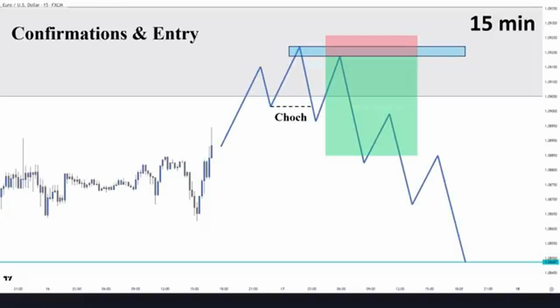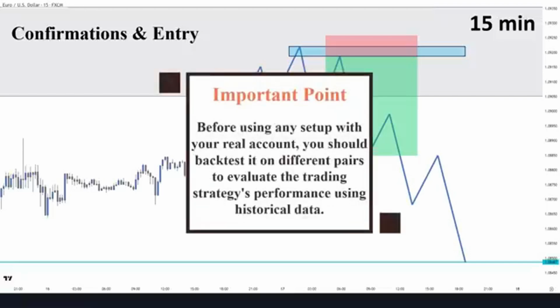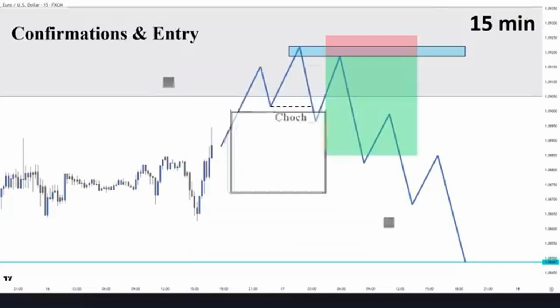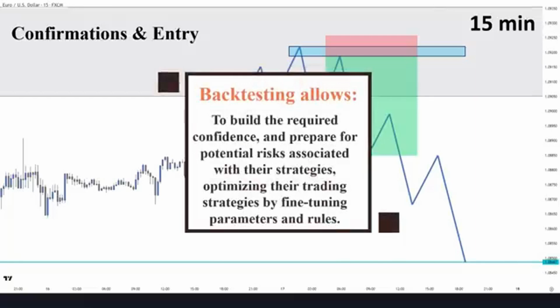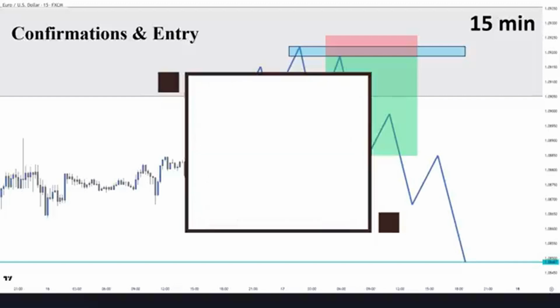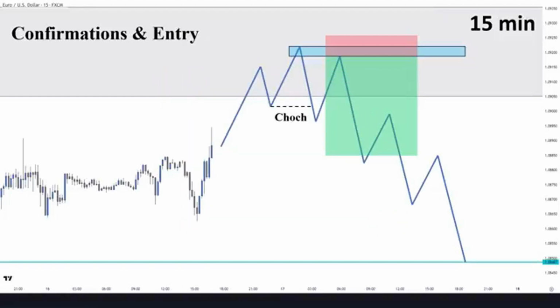Now this setup was just an example of how to enter a trade, and you could use multiple price actions or smart money strategies to enter the market. But remember, before using any setup with your real account, you should backtest it on different pairs to evaluate the trading strategy's performance using historical data. Backtesting allows traders to build the required confidence and prepare for potential risks associated with their strategies, optimizing their trading strategies by fine-tuning parameters and rules. But unfortunately, it could be very time-consuming.